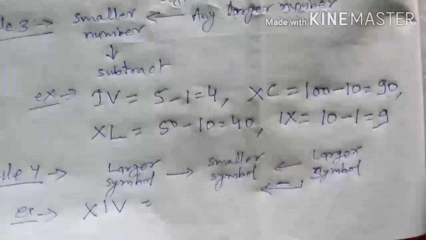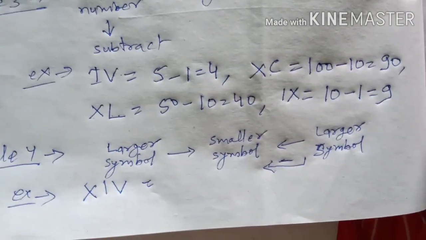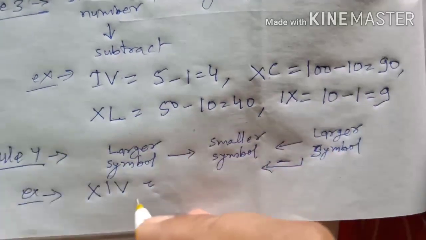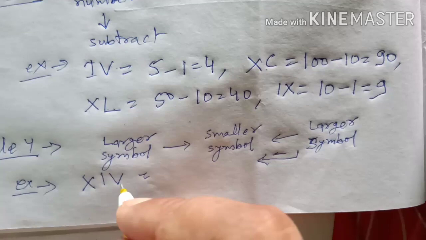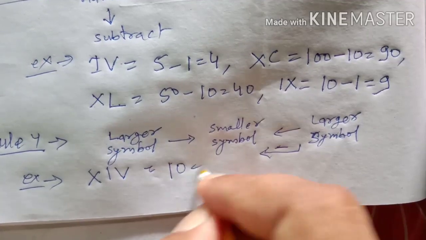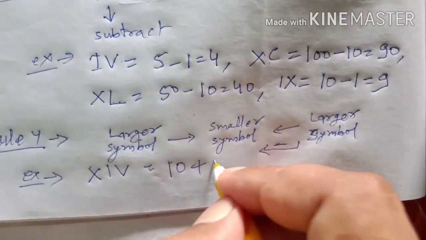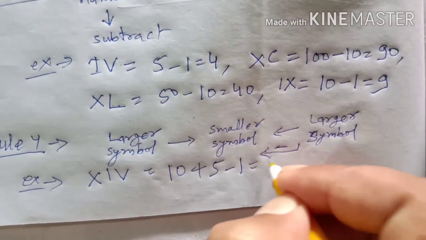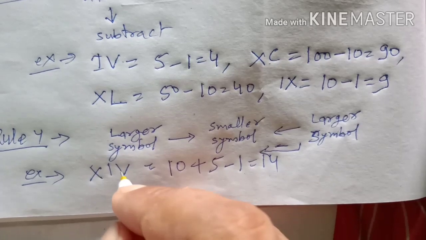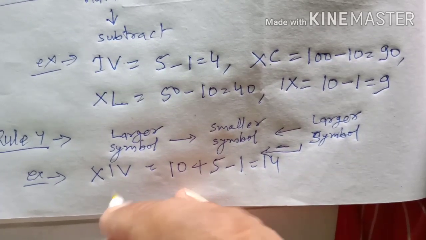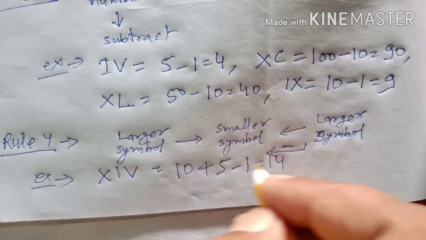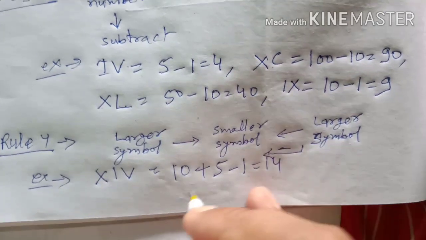Here I lies between the two larger numbers X and V, so this will be subtracted from the right's larger number, means X denotes 10 plus, now 5 will be subtracted by 1, so this will be 14. 1 will be subtracted by the right's larger symbol. Okay, so 10 plus 5 will be subtracted by 1 and this comes 14.